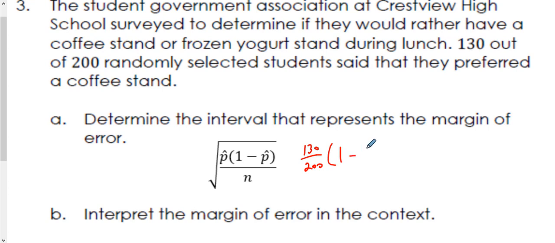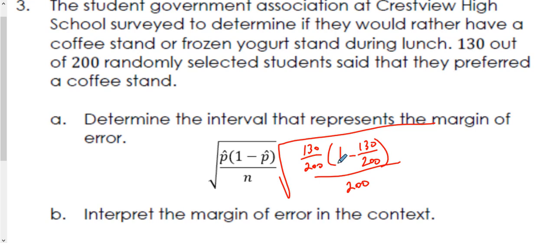And then we do 1 minus that exact same number, 130 out of 200. And then under that, we put 200. This is the sample size. This number here is going to be the same, and then we take the square root, okay? When we do this formula, this is going to give us the standard deviation.